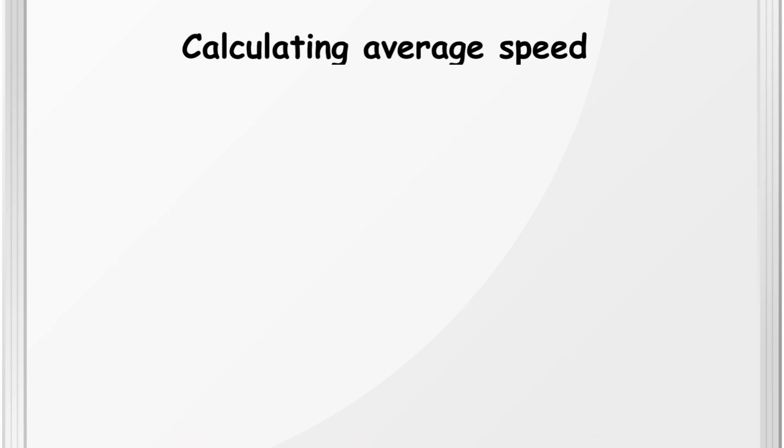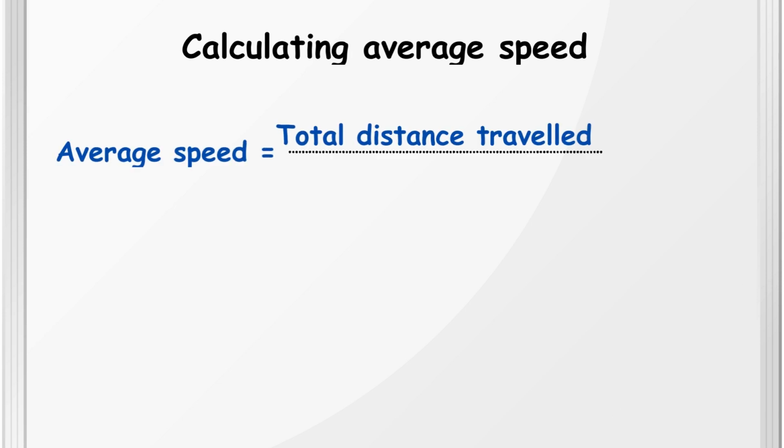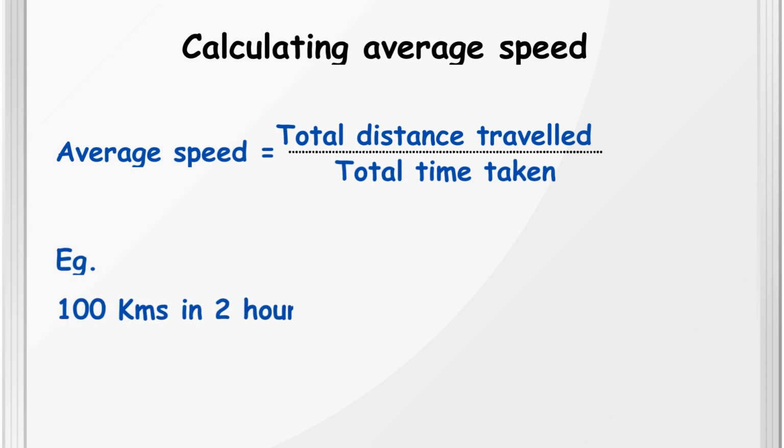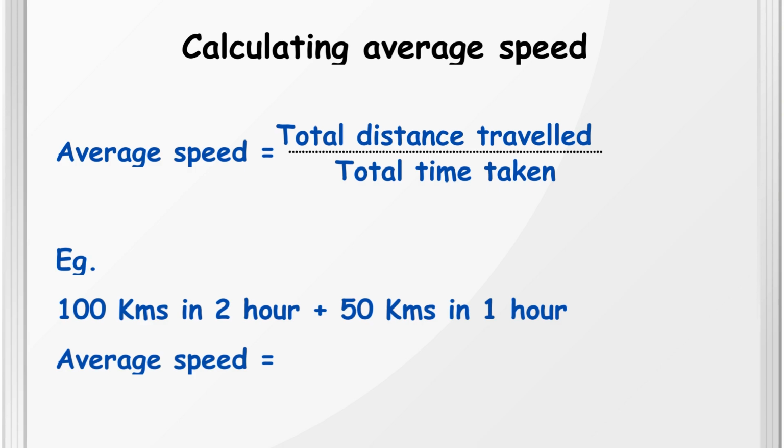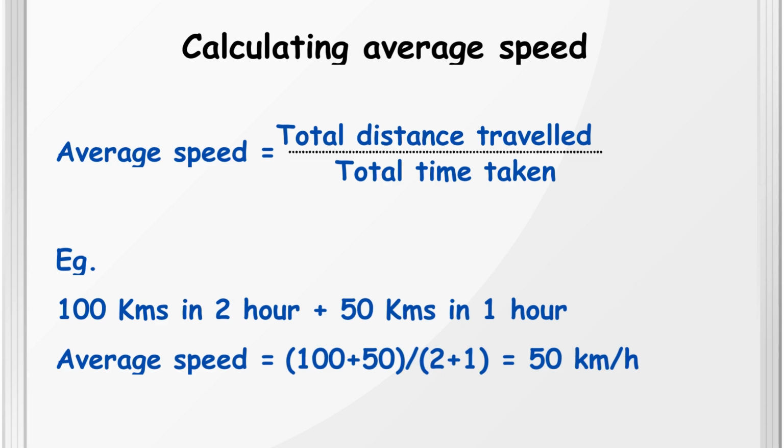Calculating average speed. Average speed is the total distance traveled divided by the total time taken. For example, if a car travels 100 kilometers in 2 hours and then 50 kilometers in 1 hour, its average speed would be (100 plus 50) divided by (2 plus 1), which equals 50 kilometers per hour.